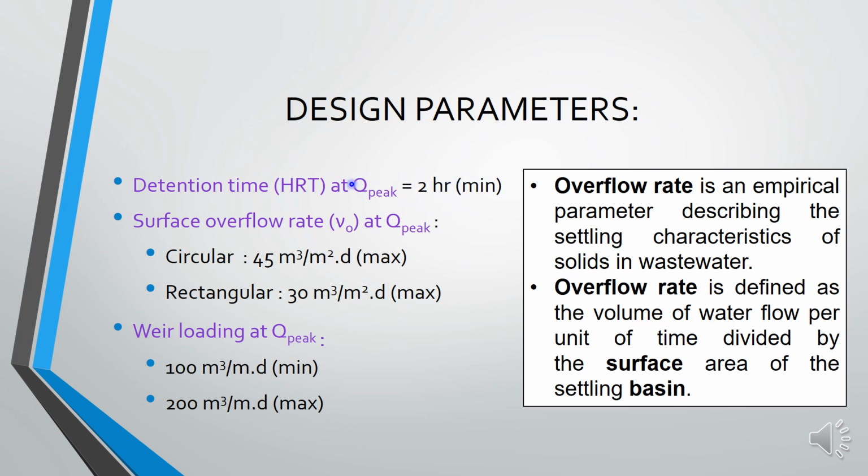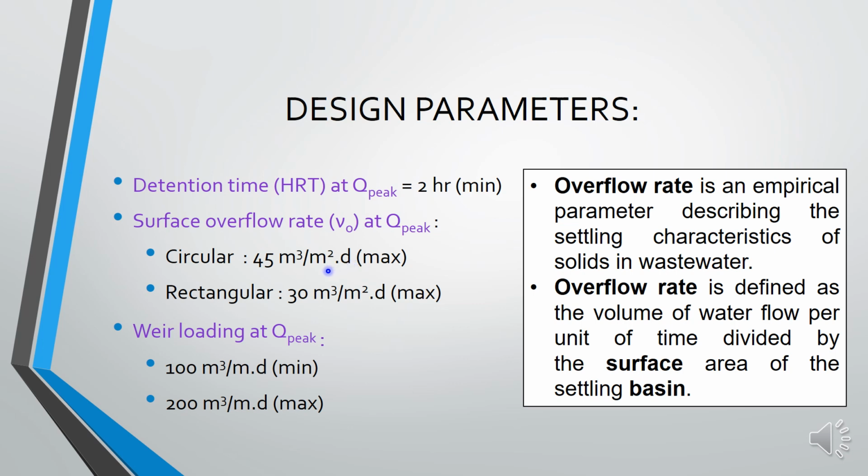Okay. The surface overflow rate. What is overflow rate? Actually, the overflow rate is a parameter which describes the settling characteristics of solids in wastewater. Let's have a look. The surface overflow rate for a circular tank is 45 cubic meters per square meter per day, which means how much wastewater is going to be flowing out of the tank for each square meter of the surface area of this tank per day.